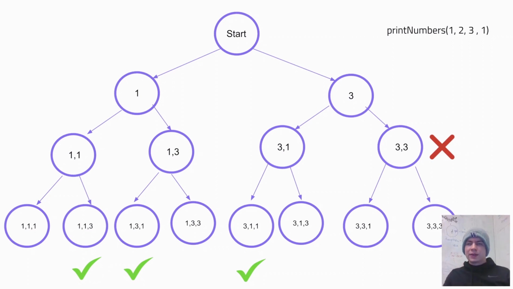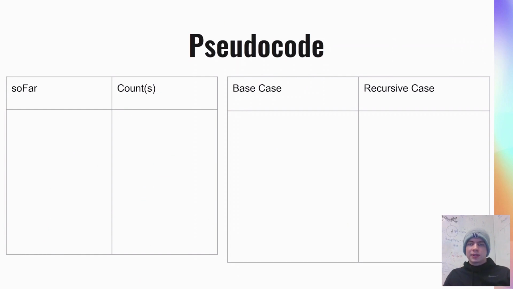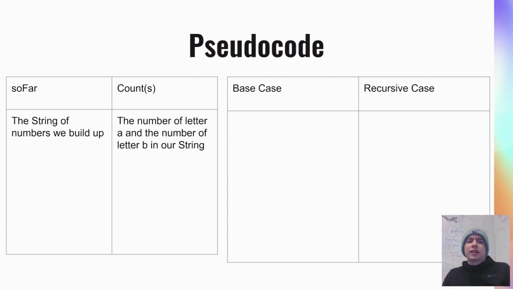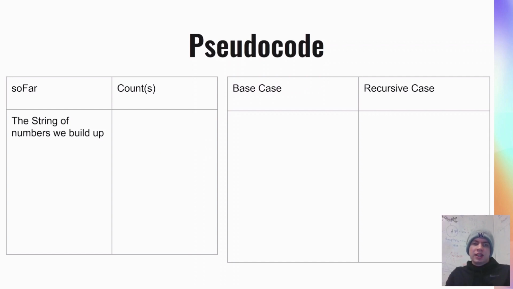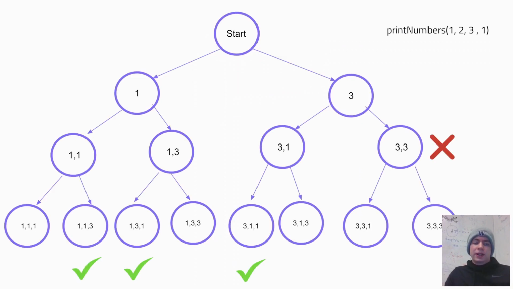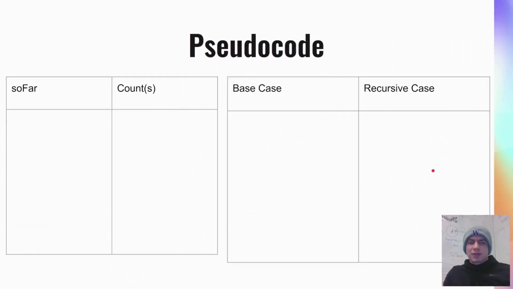Let's try to find our so far and our counts. So as we saw from our decision tree, we were building up a string of digits. So this could be considered our so far. And for the counts, we care about the number of letter A's and the number of letter B's. Once we have the appropriate number of A's and B's, or ones and threes in this example, we should stop recursing. And if we don't have the appropriate number, or if the number of ones and threes we had made it so we can never reach a valid answer, we should stop recursing.